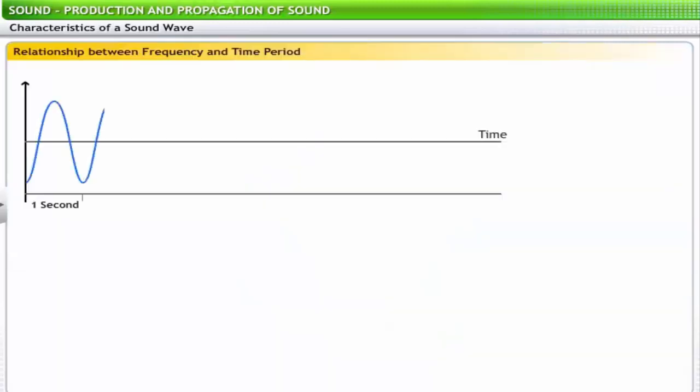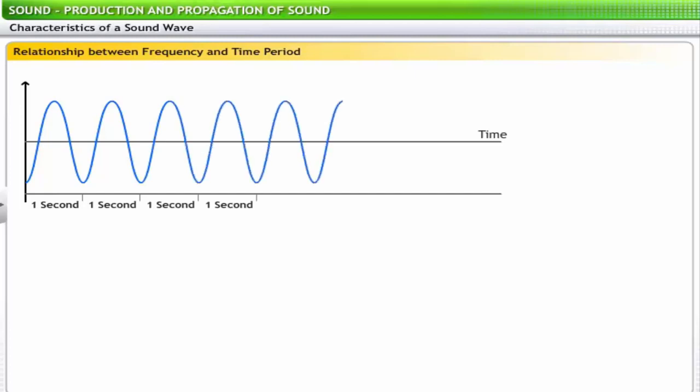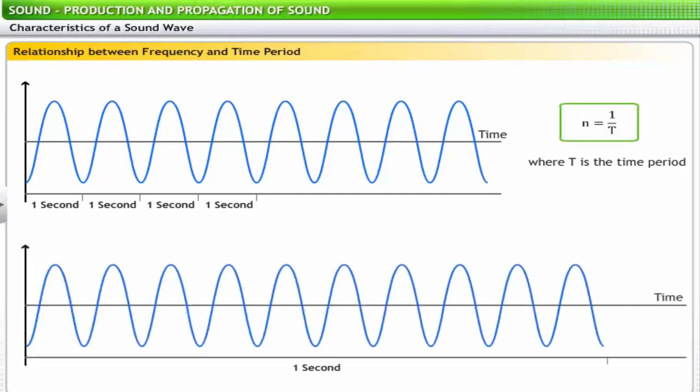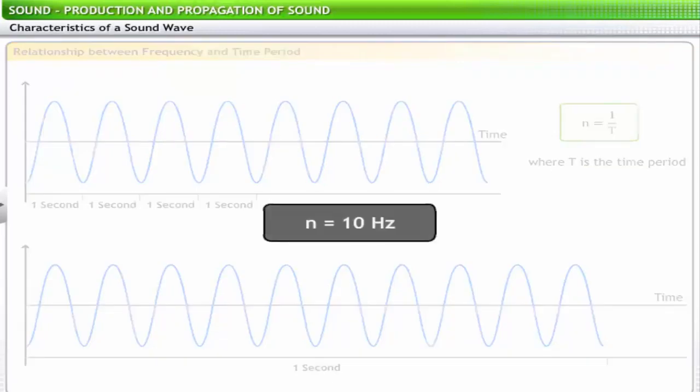Let's see how frequency relates to time period. The relationship between frequency and time period can be expressed as N = 1/T, where T is the time period. Thus, if the time period of a wave is 1/10 of a second, then we get 10 waves in 1 second. The frequency of this wave is 10 Hz.